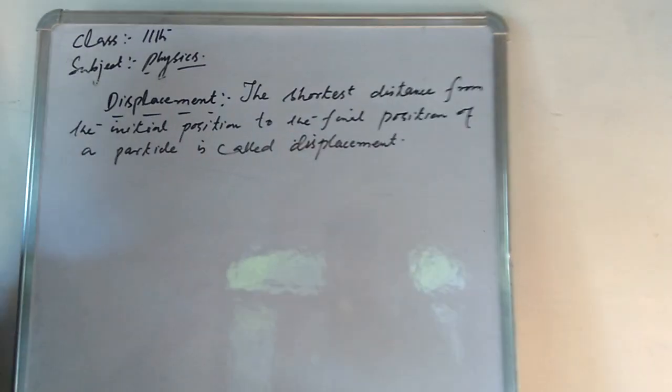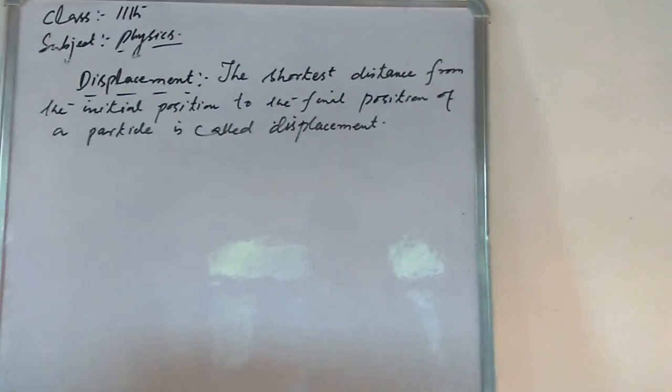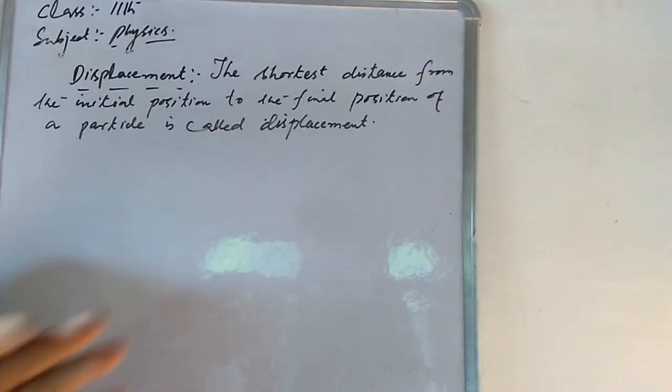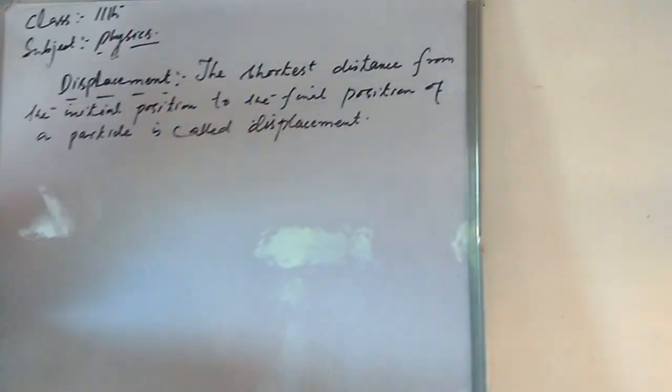Displacement we define as the shortest distance from the initial position to the final position of a particle. That means the shortest distance between the two points, that is, the initial position of the body and the final position of the body. That shortest distance is known as the displacement of the particle.